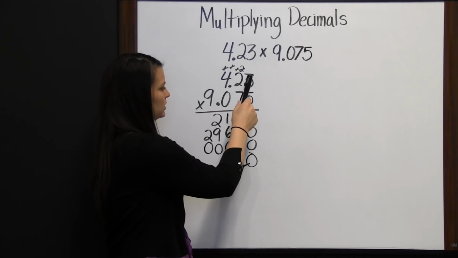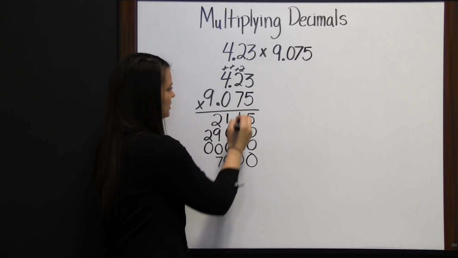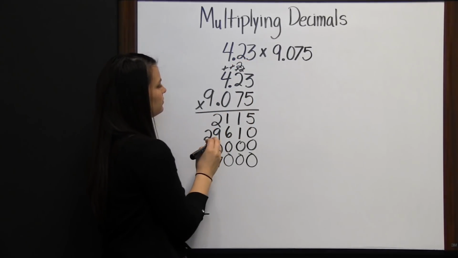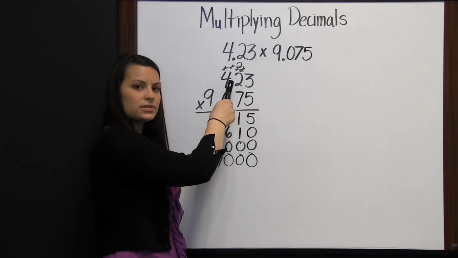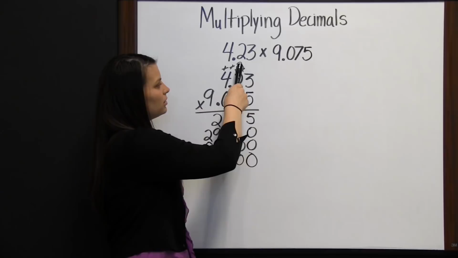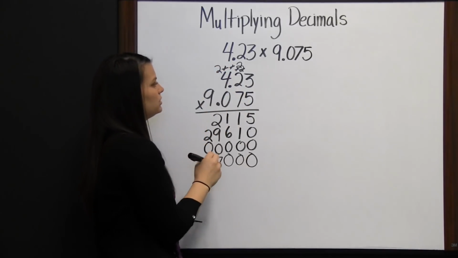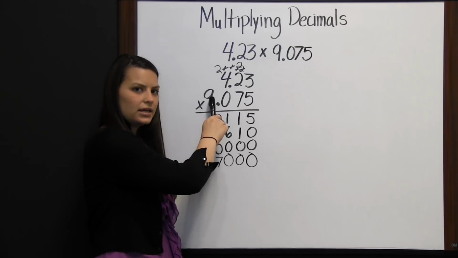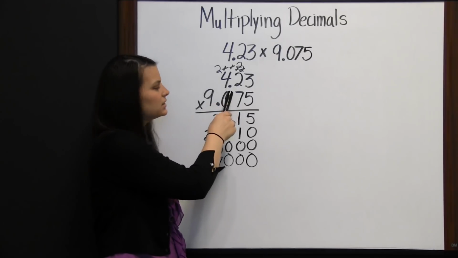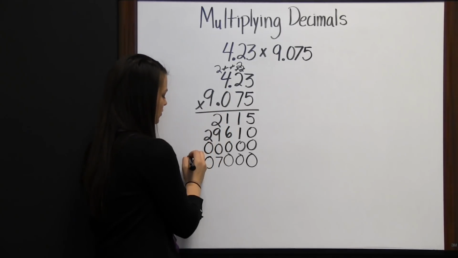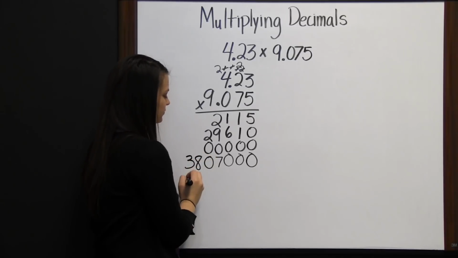9 times 3 is 27. Write the 7, carry the 2. 9 times 2 is 18, plus 2 is 20. Write the 0, carry the 2. 9 times 4 is 36, plus 2 is 38.